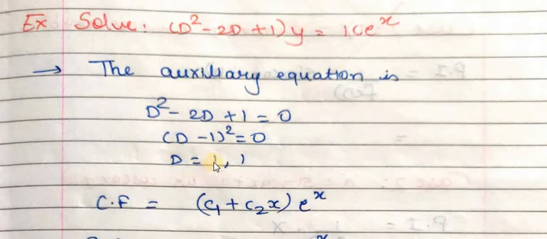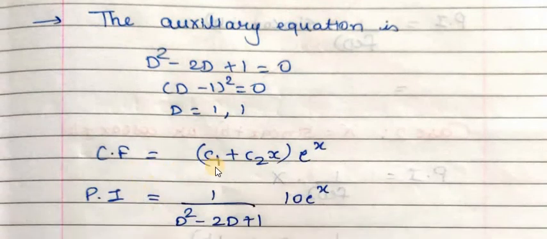So for this one, we will write down CF as e raised to 1x. Here 1 is repeated, so what you have to do is write down e raised to 1x, and then multiply it by x, and then write down its linear combination. So that will be C1 e raised to 1x plus C2 x into e raised to x, and taking e raised to x common, we have CF equals C1 plus C2 x into e raised to 1x.